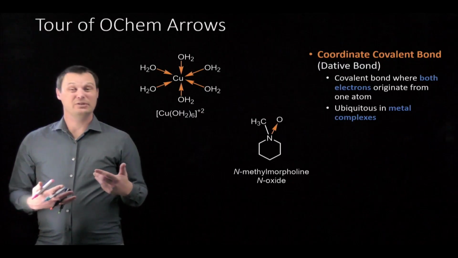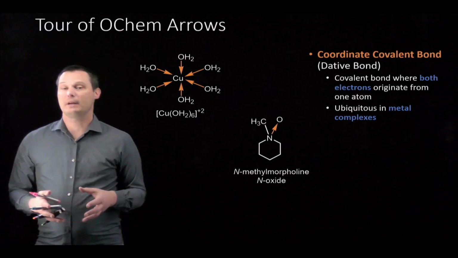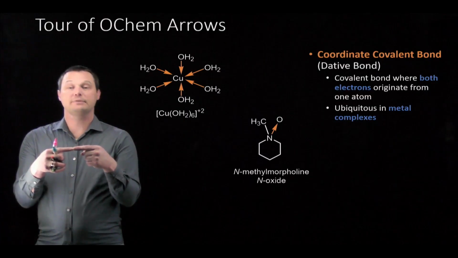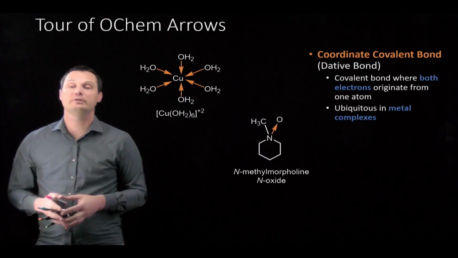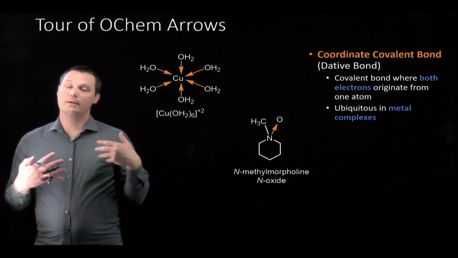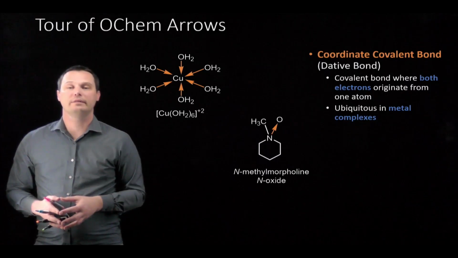An arrow that we really don't see all that often in organic chemistry is the coordinate covalent bond arrow, or sometimes called the dative bond arrow. We typically think of a covalent bond as the sharing of electrons between two elements where each element contributes an electron to that covalent bond. A dative bond or a coordinate covalent bond indicates that all of the electrons in that covalent bond, both of those electrons, are coming from one of the atoms in that pair.